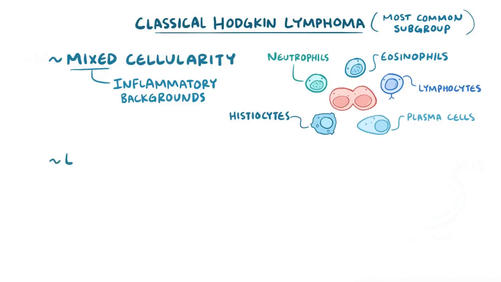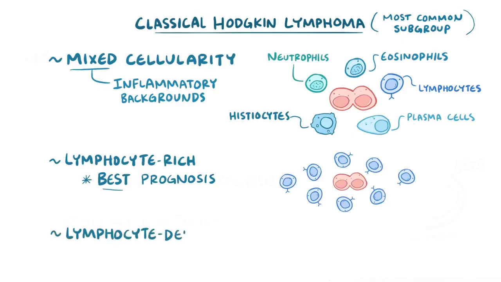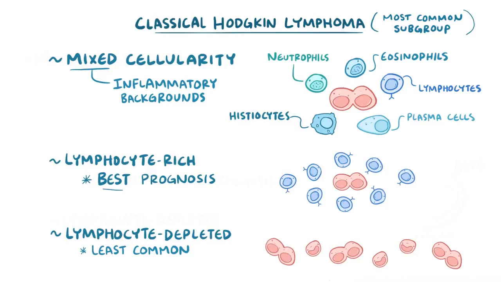The third type is lymphocyte-rich Hodgkin lymphoma, and it's named for having mostly lymphocytes surround the Reed-Sternberg cells. This one generally has the best prognosis of all the classical Hodgkin lymphoma subtypes. The fourth type is lymphocyte-depleted Hodgkin lymphoma, and it's the least common type. It's named for the lack of reactive lymphocytes and the abundance of Hodgkin and Reed-Sternberg cells.